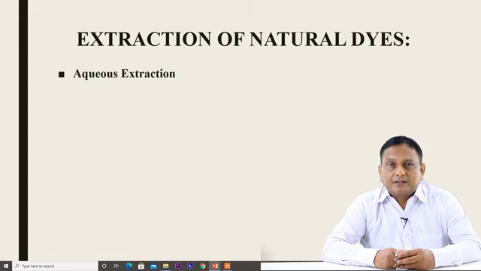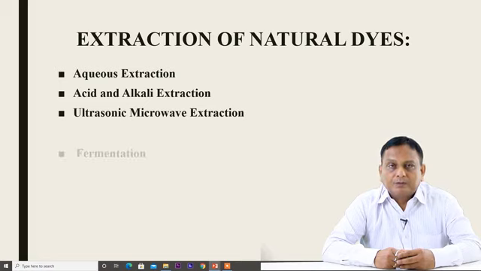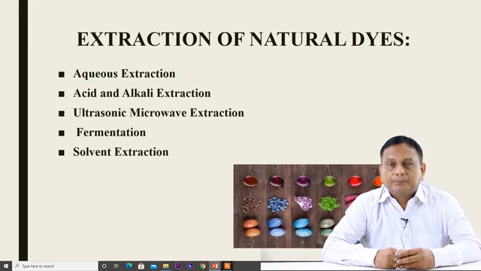Now extraction of natural dyes is very important, and there are different processes involved. This can be aqueous extraction, acid or alkaline extraction, then ultrasonic or microwave extraction, that is also possible, fermentation, then solvent extraction. Those are the very important areas by which we extract those dyes and purify them before application to the textile products.